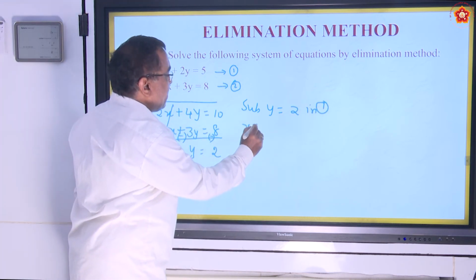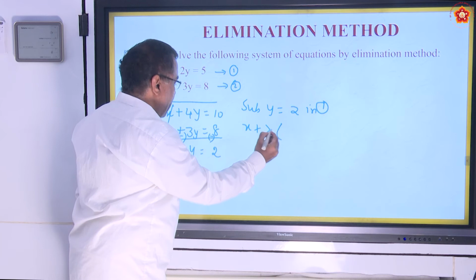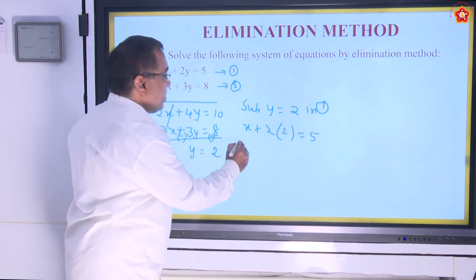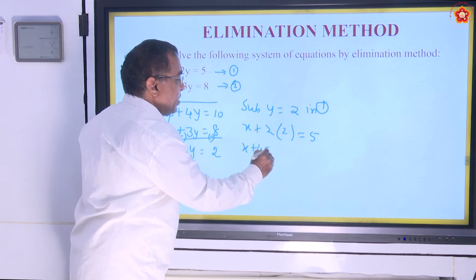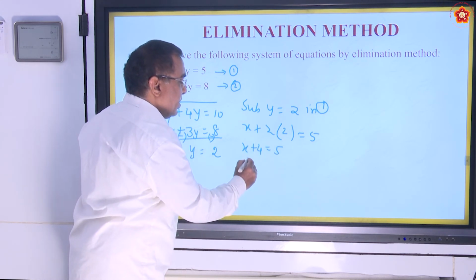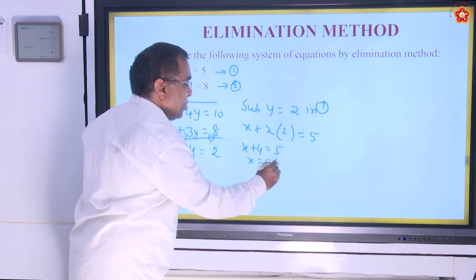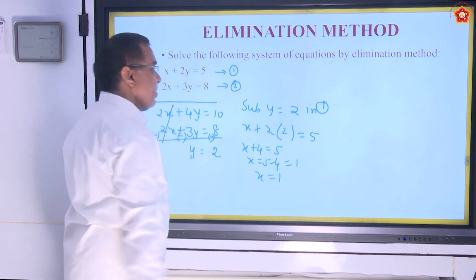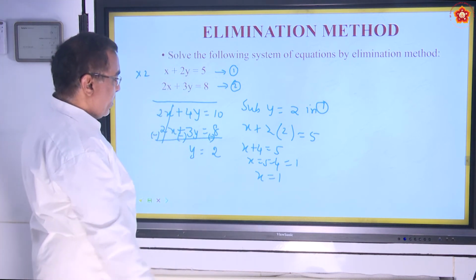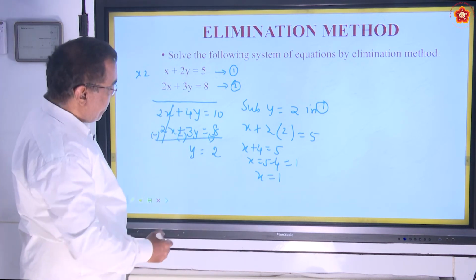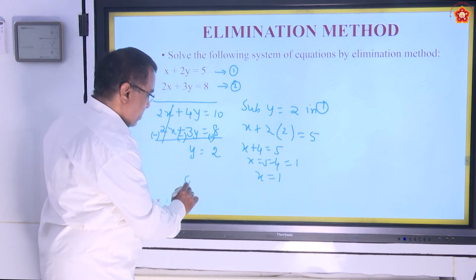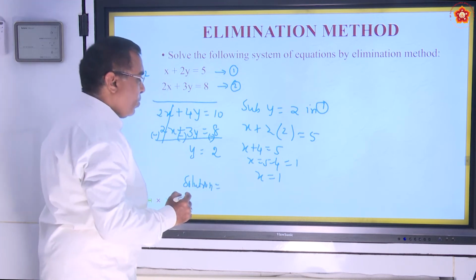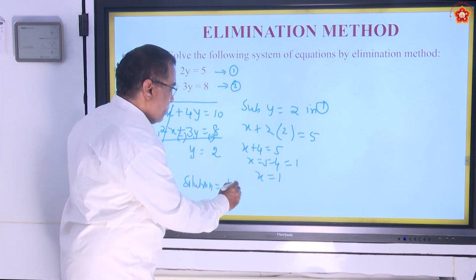We have x plus 2 into y value, which is 2, equal to 5. So that implies x plus 4 equals 5, which means x will be 5 minus 4. 5 minus 4 is going to be 1. So the x value is equal to 1. Therefore, the solution of this particular equation is going to be (1, 2).